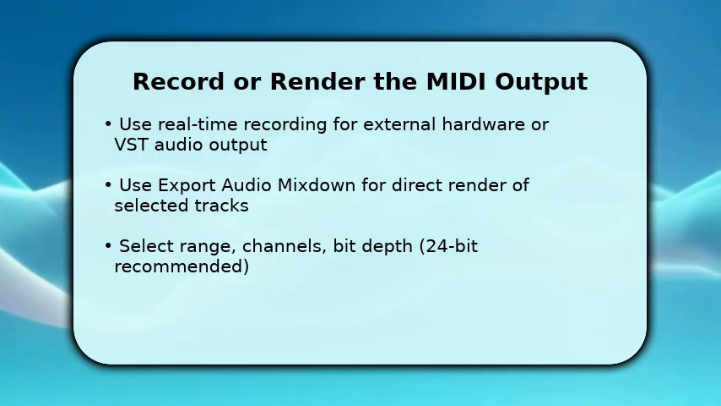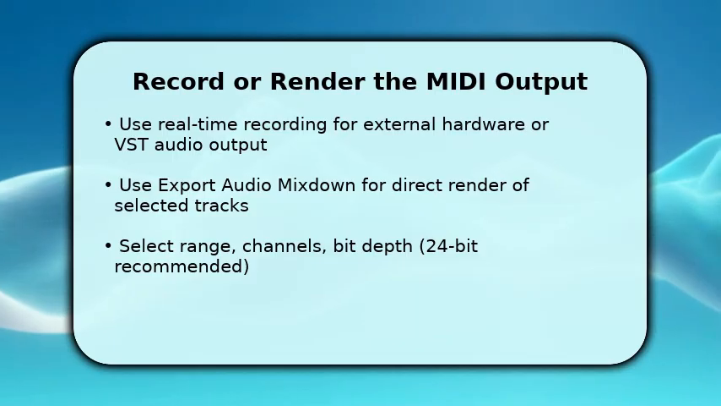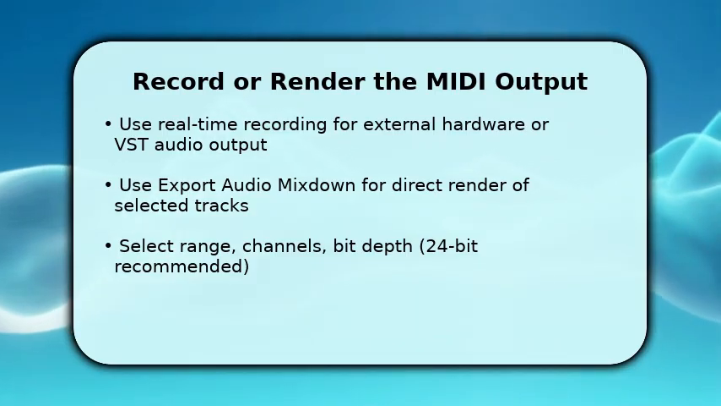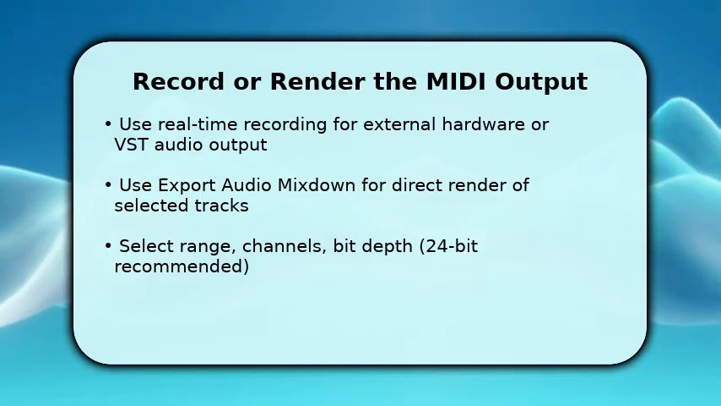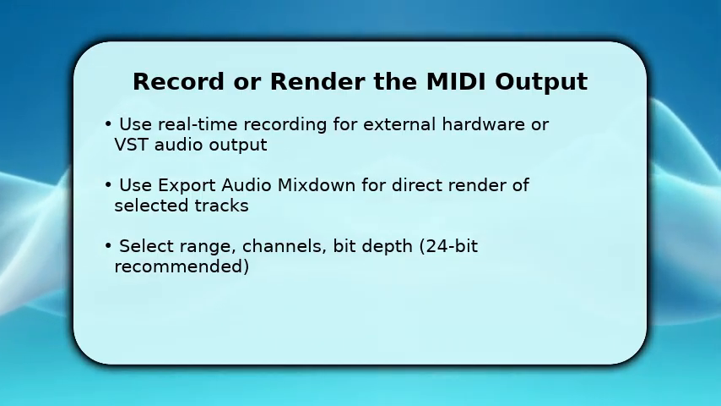Select the MIDI instrument or output bus, set the locator range, and choose channels. Make sure to pick 24-bit and the correct sample rate. This preserves headroom and fidelity. Once exported, import the file back to inspect timing and tone.